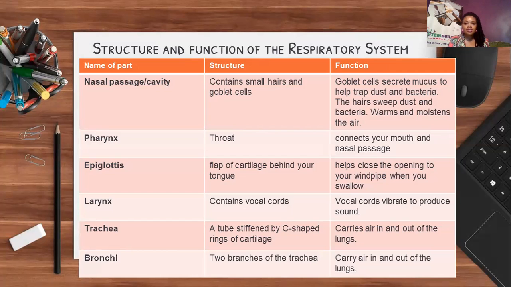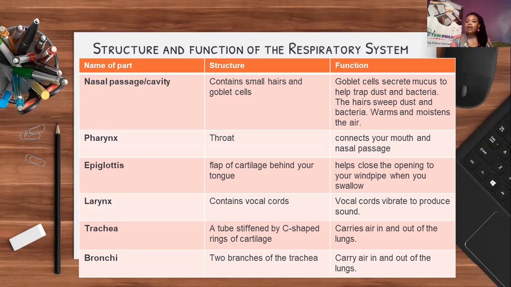The epiglottis is a flap of cartilage behind your tongue. And we know that it helps close the opening of your windpipe when you swallow. So you cannot swallow and breathe at the same time. In fact, if you're sleeping and you have anything in your mouth, it's unlikely that you're going to swallow it, right? Because it will end up choking, because you cannot breathe and swallow at the same time. Because the epiglottis closes the flap to the trachea when you swallow.